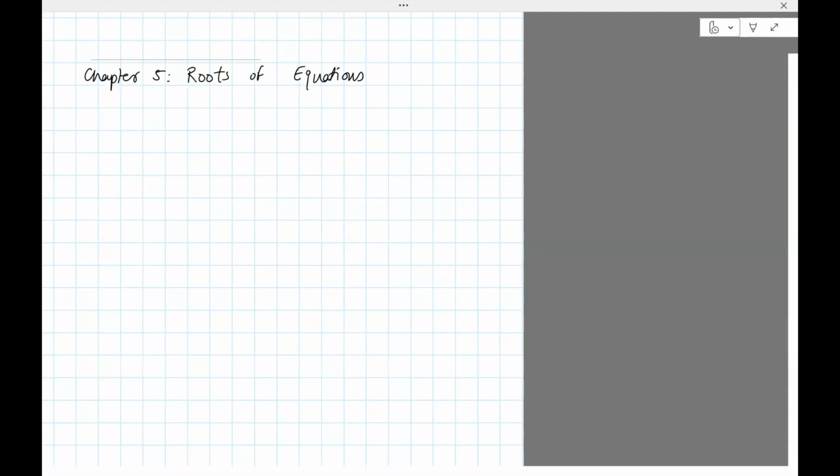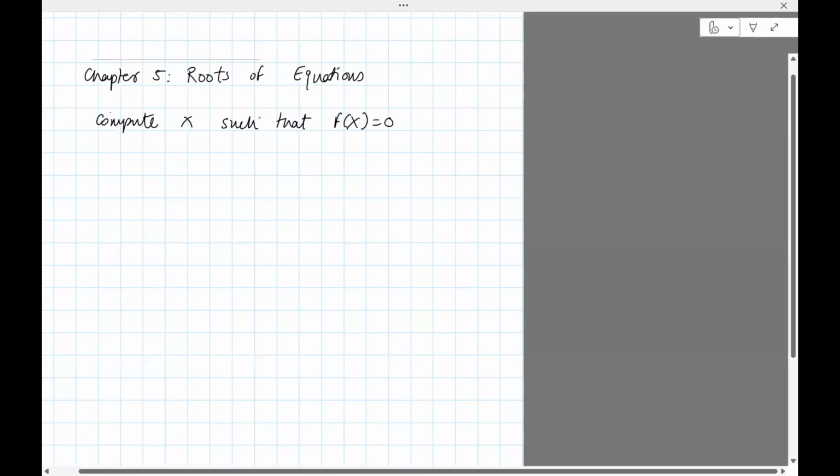Roots of equations. Okay, the whole chapter is based on this question. Compute x such that f of x is 0. So this x is called the root of the equation.